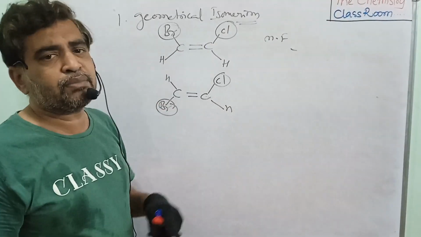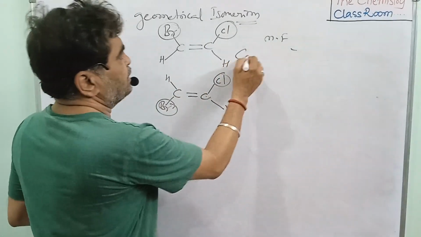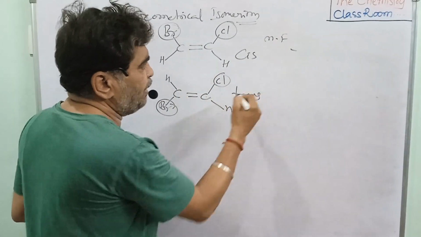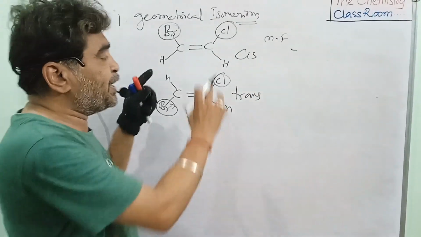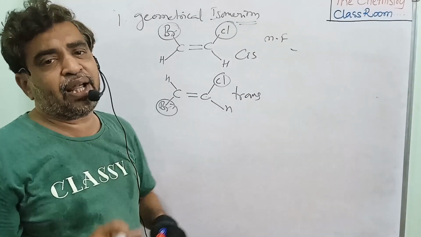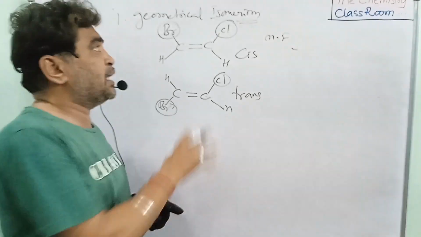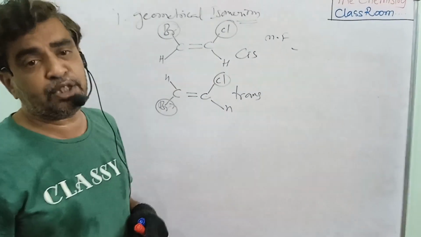If they are on the same side, the compound is called the cis compound. If they are on opposite sides, the compound is called the trans compound. So how do they differ? They differ geometrically, in spatial arrangement. That's why they are called geometrical isomerism.